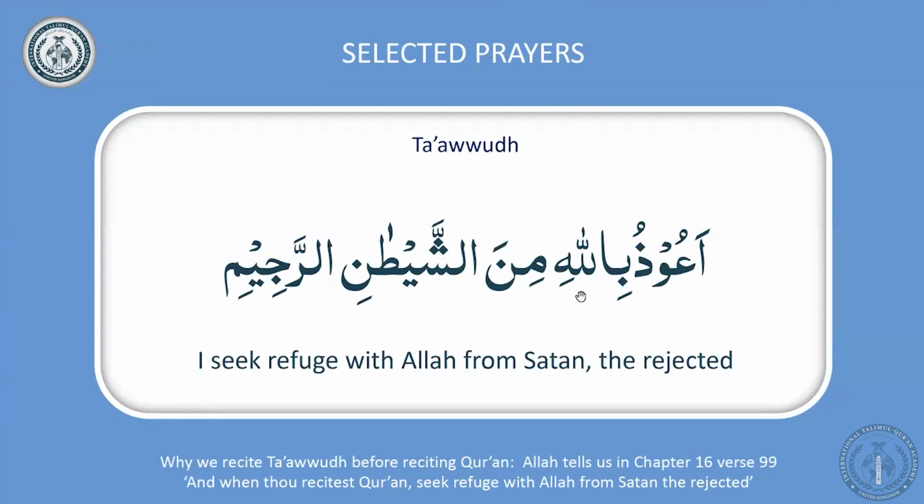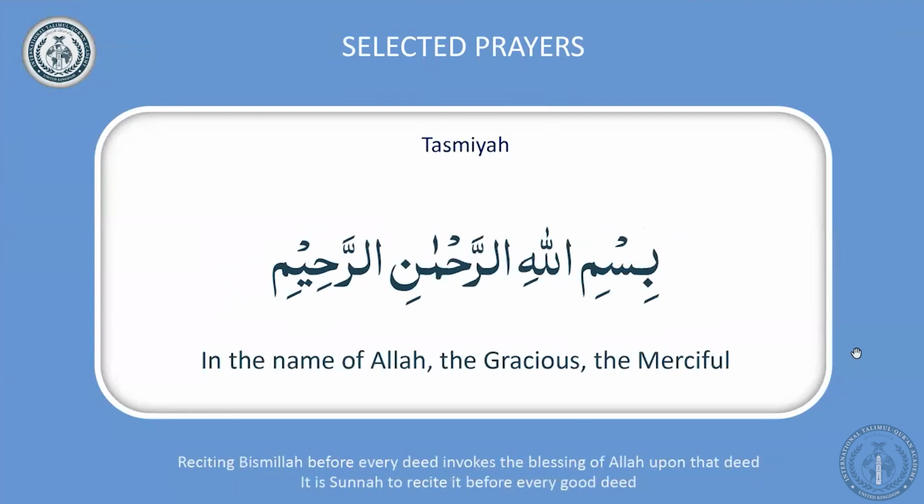أعوذ بالله من الشيطان الرجيم. Good. Please read the translation. I seek refuge with Allah from Satan the rejected. Good.